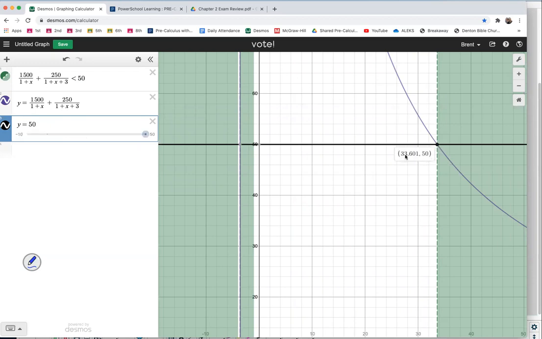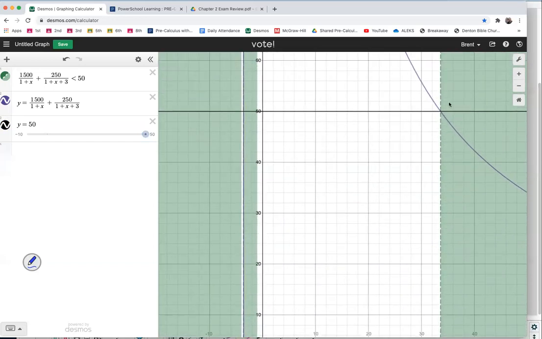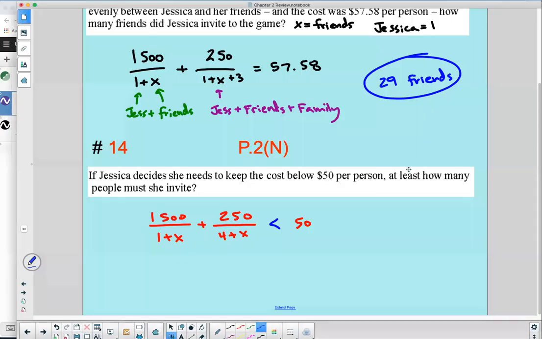We need to have at least 33.6 friends. Can you have a 0.6 of a friend? No. So to be on this side, you'd have to get up to at least 34 friends. Since the value would cross at 33.6, I'm going to say at least 34 friends. That would get me into the shaded region.